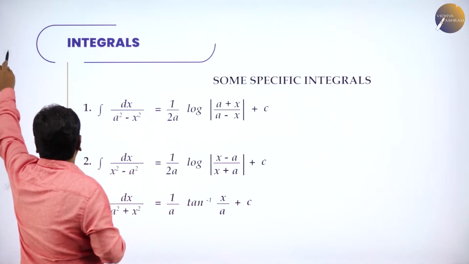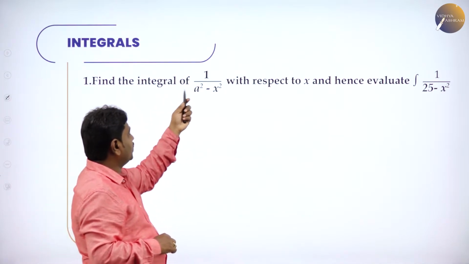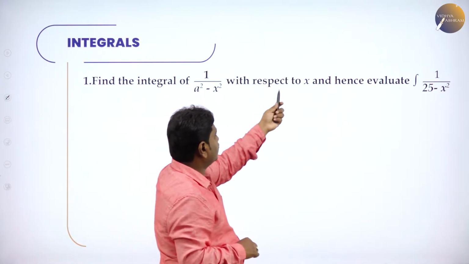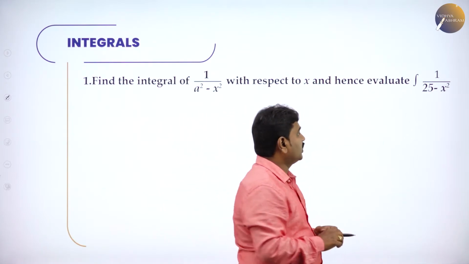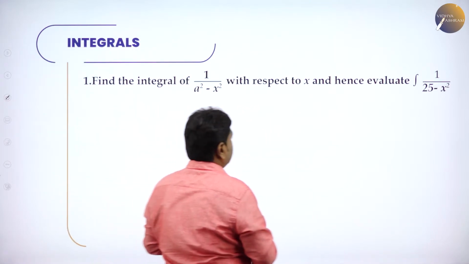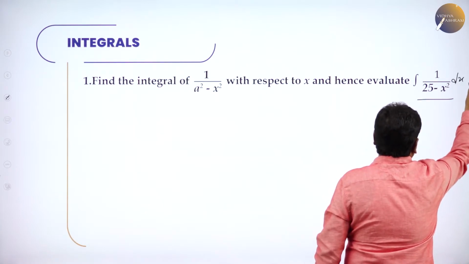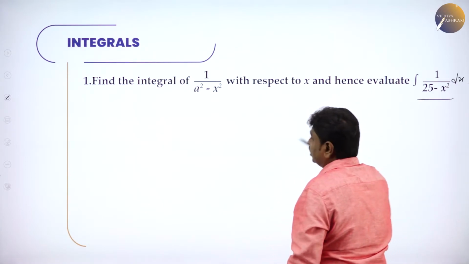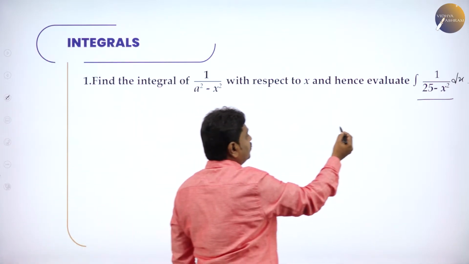For example, they'll ask questions like this. Find the integral of 1 by a square minus x square with respect to x, and hence evaluate the integration of 1 by 25 minus x square with respect to x. So these are standard questions. So now this is an associated question.